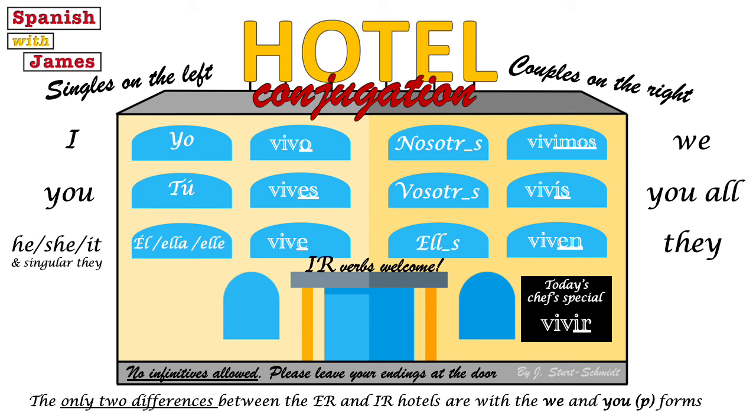So we can use these endings and these steps that we've taken with all of the regular IR verbs. And that brings us towards the end of the lesson, because now we've explored the three different types of verb endings. We know what an infinitive is. We know what we need to do with it to conjugate it in the hotel conjugation. So we leave the ending at the door and then we add one of these endings depending on who's doing the action.